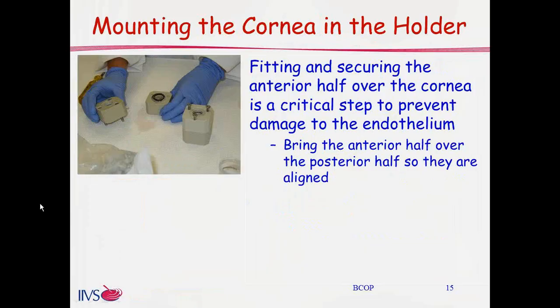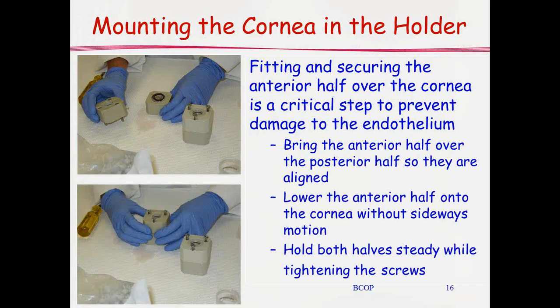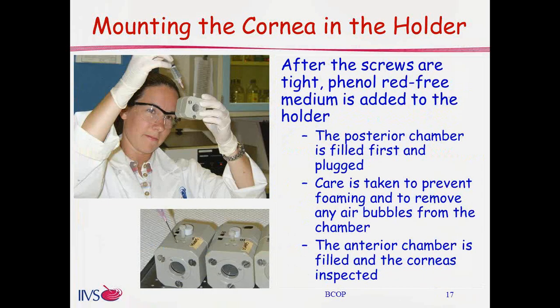Now, one has to be quite careful in assembling the corneal chambers. Once the cornea has been placed onto the posterior chamber, then one would carefully place the anterior chamber holder onto the cornea and carefully hold it in place and screw the two components together carefully to avoid dragging the cornea or misshaping the cornea during the assembly step.